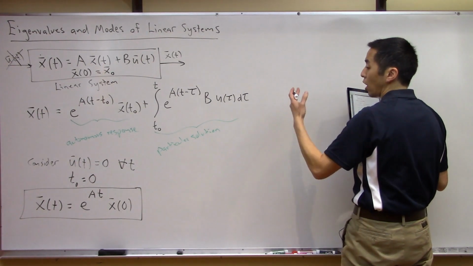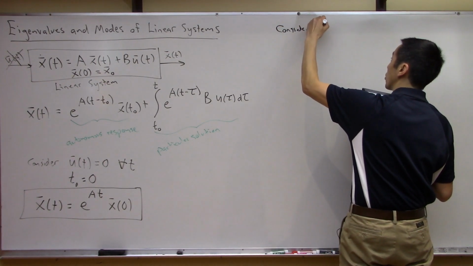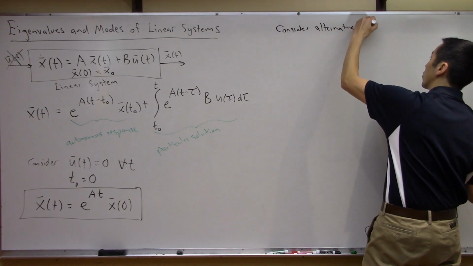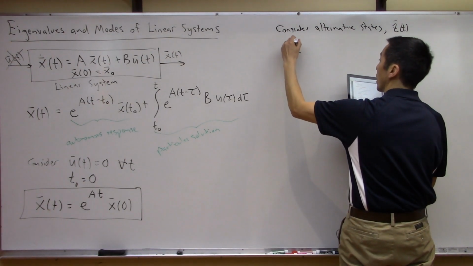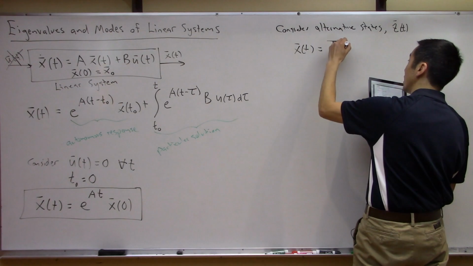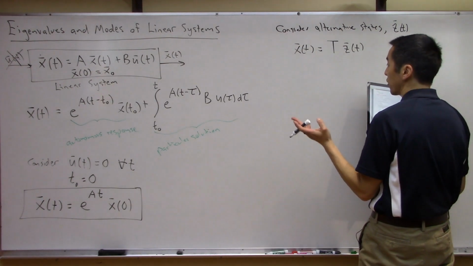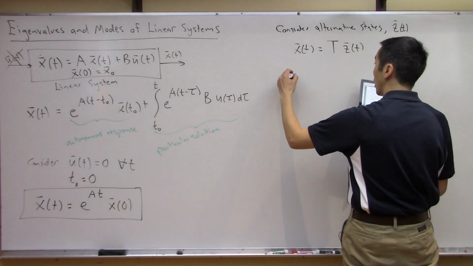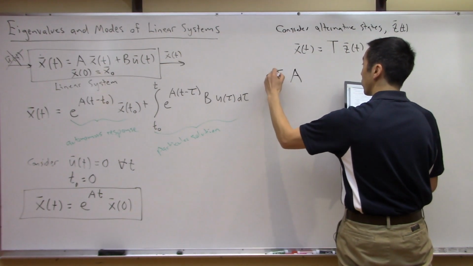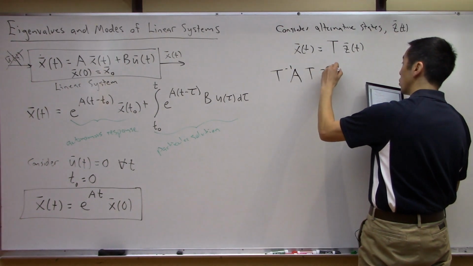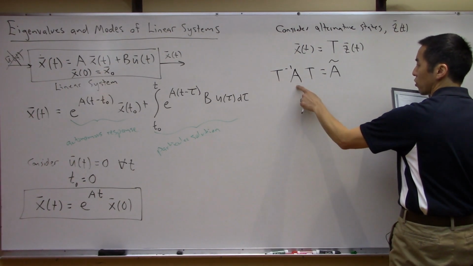But I'll assume that you've seen that and you are familiar with the idea that we can consider a new set of states. Let's call them alternative states, z of t. The way they're related to the original states is through a transformation matrix T, like such. In this case, we can perform our similarity transformation on this A by doing T inverse AT. This is going to get you a new matrix. Let's call this A tilde. And alternatively, the other way you can look at this is, let's go ahead and solve this for A.